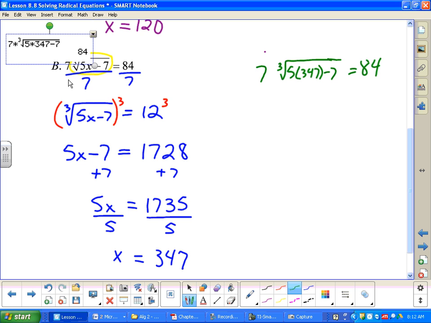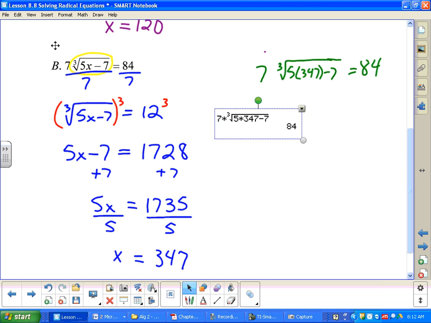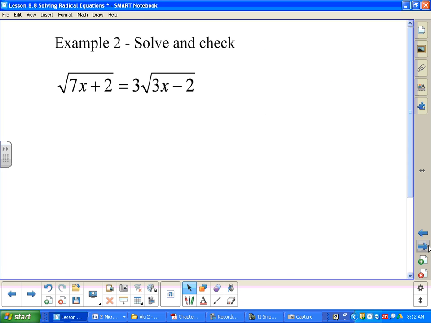But it is important that you do check your answer in one way or another, whether it's writing it all out on your paper or using your calculator to check it. You should do that. Okay.